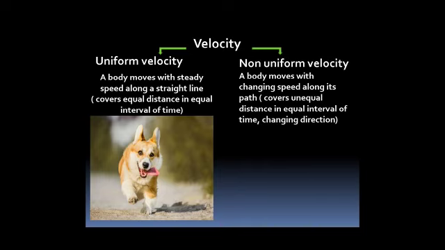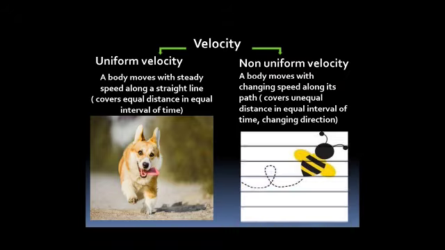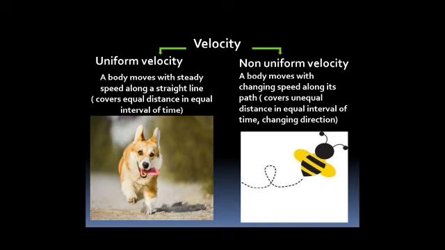A non-uniform velocity is when a body moves with changing speed along its path. That means it covers unequal distance in equal interval of time, and also it changes its direction. Look at the bee. It is continuously changing its direction and continuously changing its speed. So it is moving with non-uniform velocity.